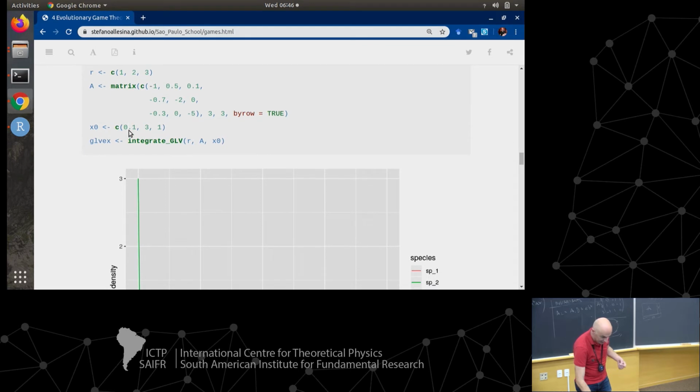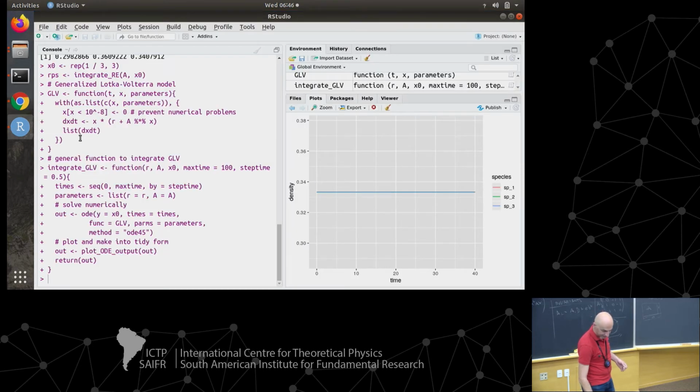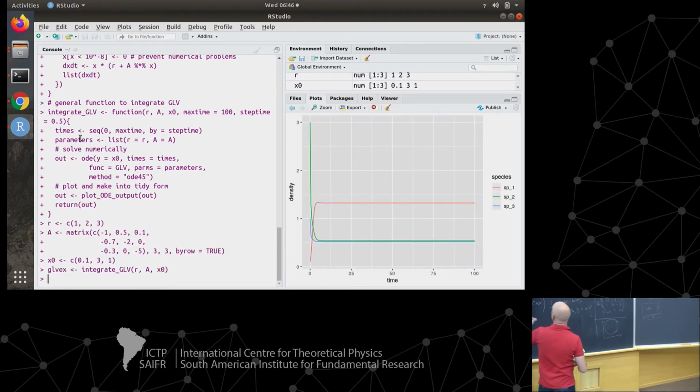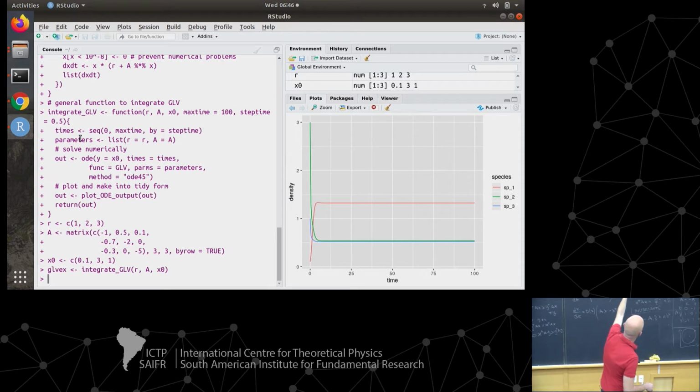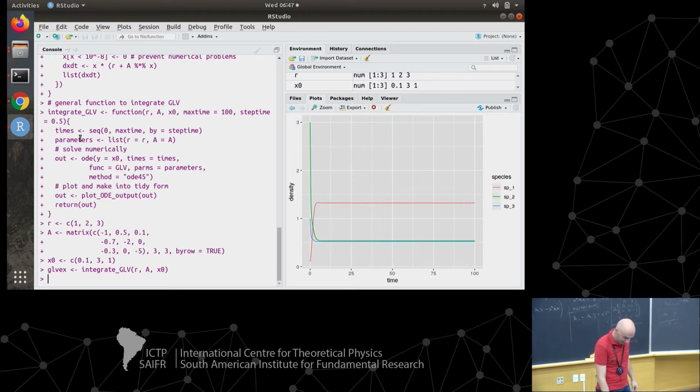And then I just take a simple system with 3 species. This is my matrix of coefficients, and this is my initial conditions. And I integrate this system. Okay, so these 3 species coexist. Species 2 and species 3 are about the same, and species 1 is higher. And you can see this goes to some sort of stable equilibrium.